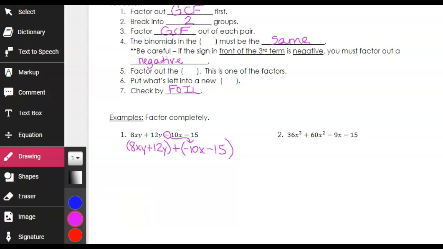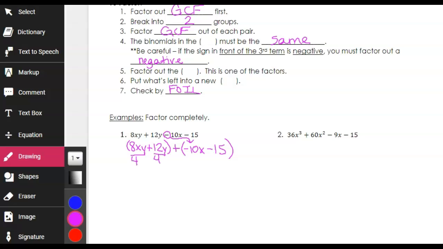All right. So step 2 was to break into two groups. I've done that. Group 1 and group 2 are both in parentheses. I want to factor out a GCF of each pair. So of this first pair of terms, 8xy plus 12y, I want to factor out its own GCF. So 8 and 12 are both even, so they're divisible by 2. Even more so, they're both divisible by 4.